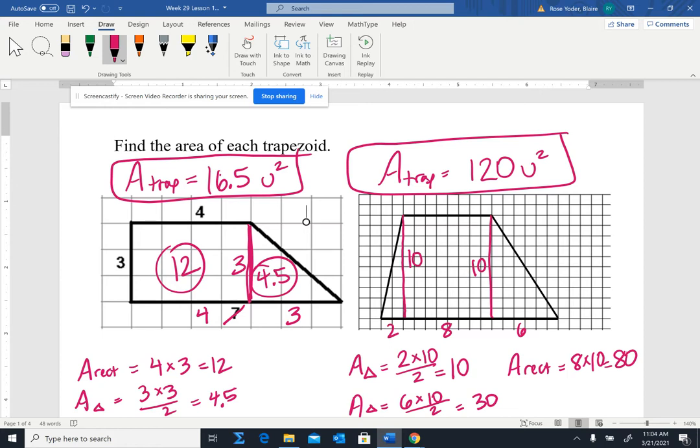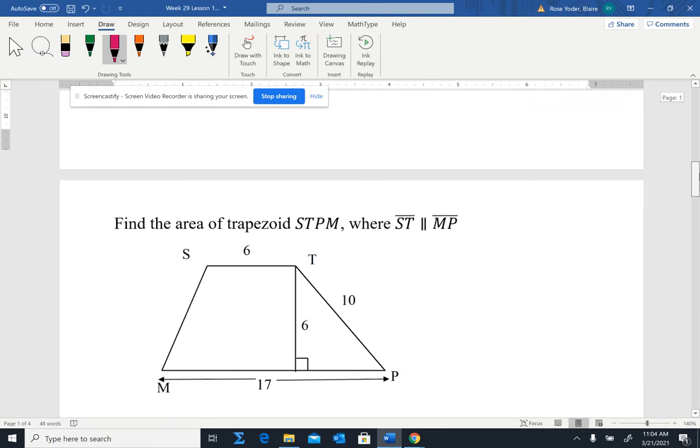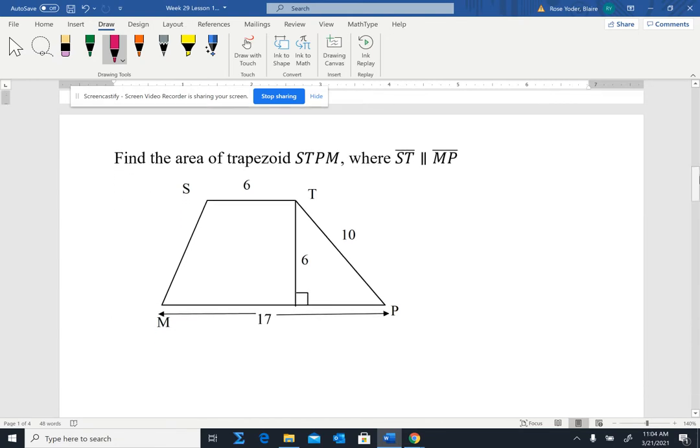So how do you split stuff up when it's not on a grid, when you don't have the luxury of just being able to count the boxes? Well, then usually Pythagorean theorem or some harder algebra comes into play. So if I wanted to split up the base for this one, I would have to take this triangle and do Pythagorean theorem to figure out what this piece of the base is. I'd have to drop another height and subtract from 17 to see what's left over. And there would end up being a lot of steps.